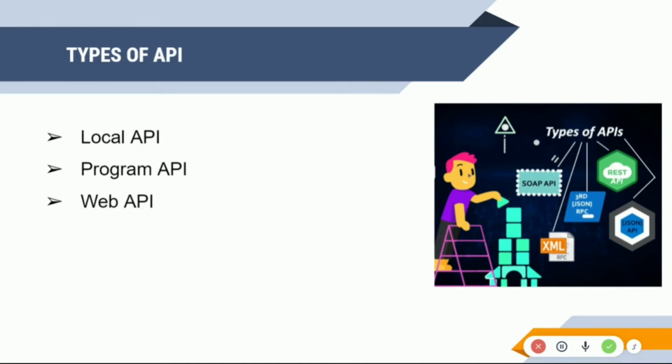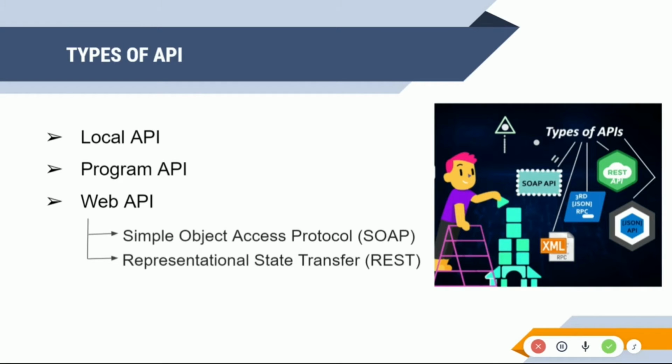Next is web APIs. As the name suggests, it is an API over the web, which can be accessed using the HTTP protocol. It is a concept and not a technology. We can build a web API using different technologies such as Java and .NET, etc. A web API is again classified into two types, that is SOAP, Simple Object Access Protocol, and REST, Representational State Transfer.